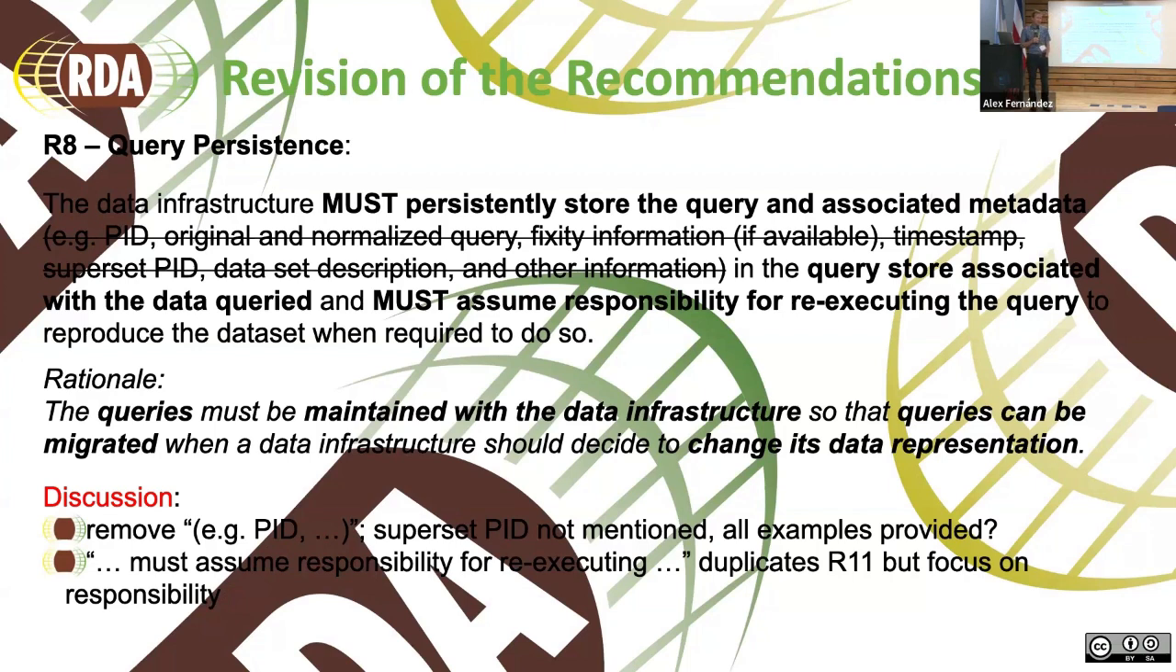Because otherwise you can't get the data back, and that's precisely what we want to achieve. So this is a must. We are still discussing, for the metadata, we had example PID, original and normalized query and so on. We might take this out and put this in the rationale because the recommendation is generic. And the rationale is the queries must be maintained with the data infrastructure so that queries can be migrated when the data infrastructure should decide to change its data representation and to have this as a central place.